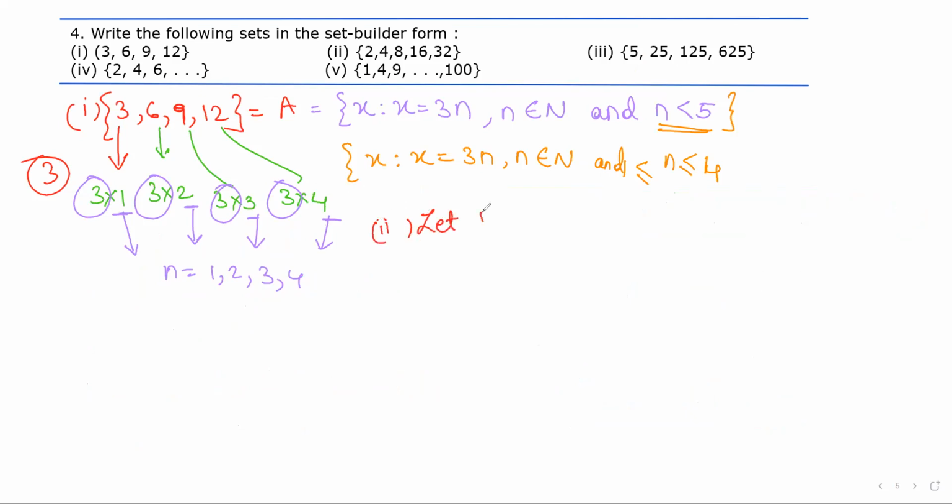Second question. Let B be 2, 4, 8, 16, 32. Again, you can write these as 2 into 1, 2 into 2, 2 into 4, 2 into 8, 2 into 16. As you can see, this is 2 raised to power 1. This is 2 square. This is 2 cube, 2 raised to power 4, and 2 raised to power 5.